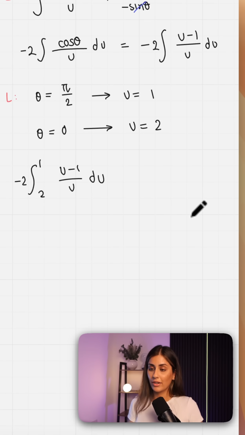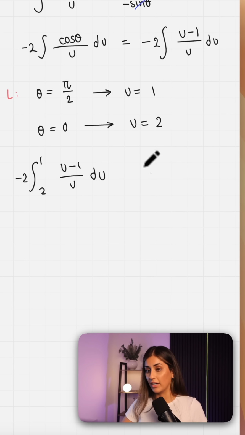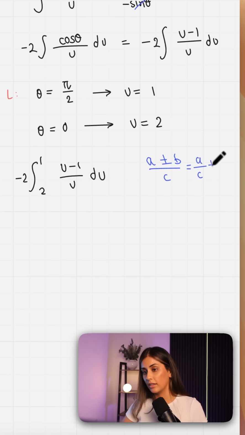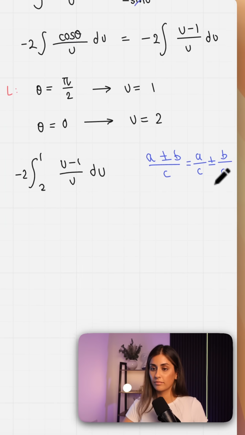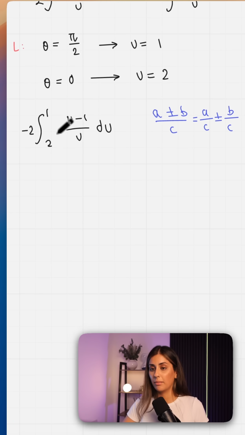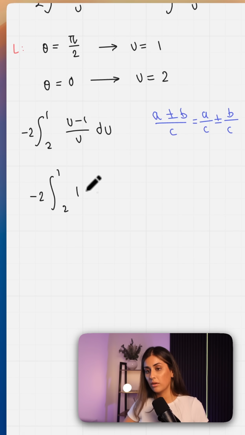Now, we can't integrate this just yet. We need to split this up into fractions. A general rule is if you've got a plus or minus b over c, you can write that as a over c plus or minus b over c. So we're going to use that here to split up our integral. u over u is 1, minus 1 over u du.